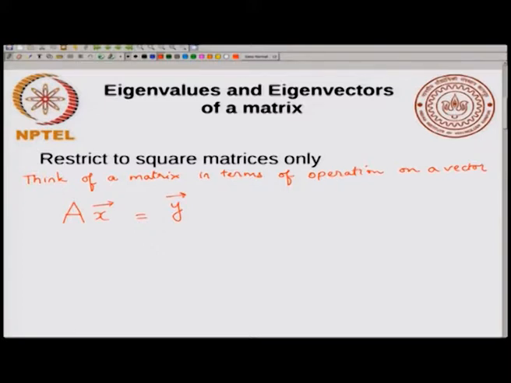So, a matrix operates on a vector to give you another vector, and now we ask, what is the relation between x and y? Is there any relation between x and y? In general, x and y can be completely different vectors.